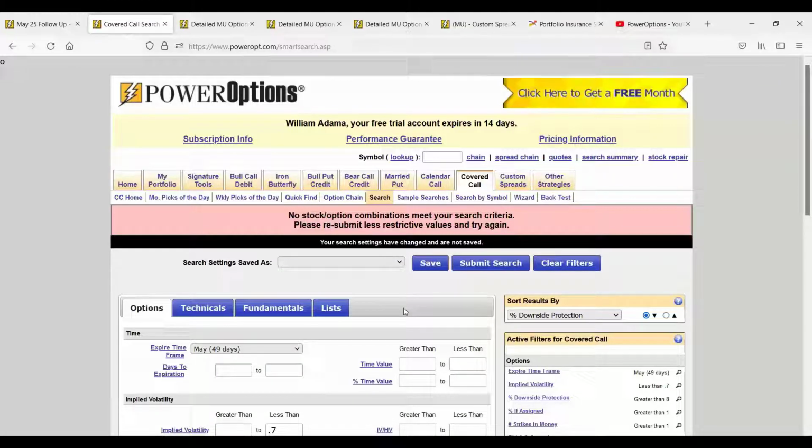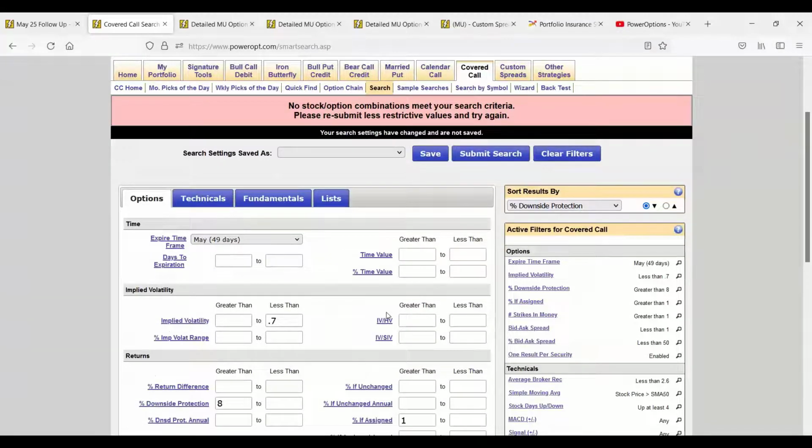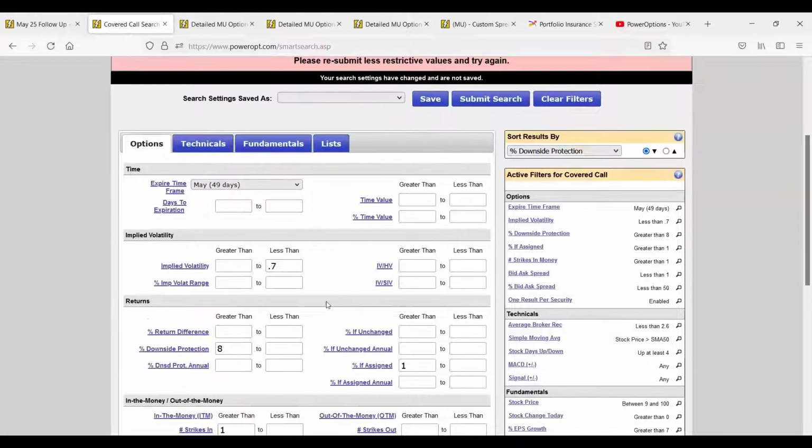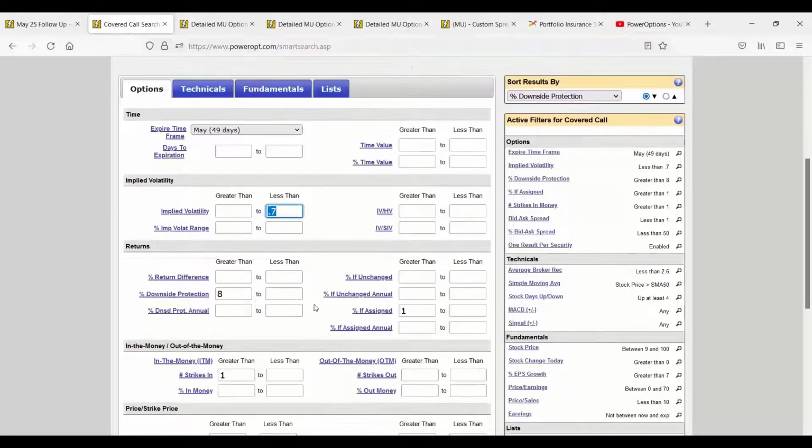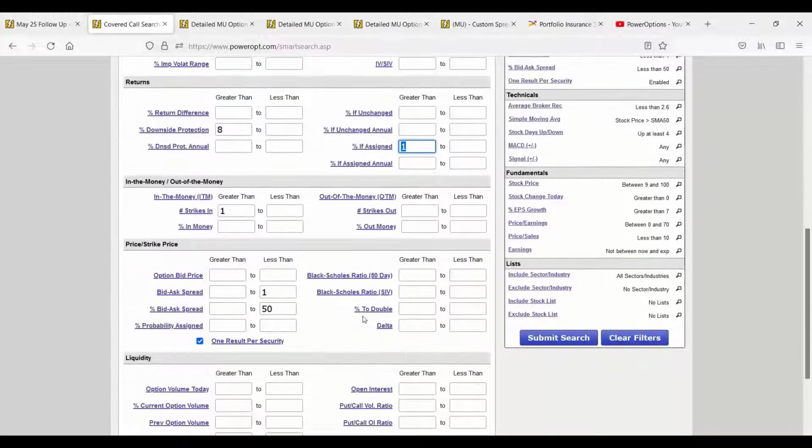Does this mean, however, that there are no stocks for May expiration for covered calls that have been up at least 5 days in a row? No. What it means is there are no covered call opportunities with the desired implied volatility range for the default search, at least an 8% downside protection, at least a 1% return if assigned, and also are between 9 and 100, have a positive earnings per share growth, relative PE, price to sales, and no earnings between now and expiration.